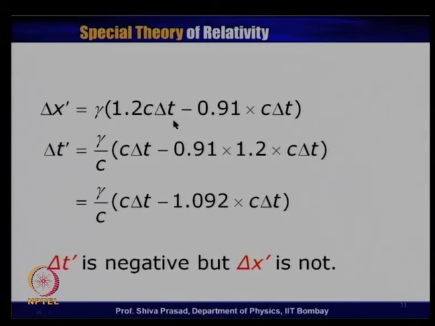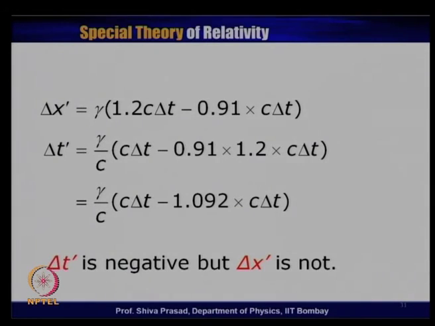This of course is positive. If you look at delta t prime, you have c delta t, you have 0.91 multiplied by 1.2 multiplied by c delta t. If you just multiply 1.2 by 0.91, you will get 1.092. This factor is larger than 1. So, if I take c delta t common outside the bracket, you will get 1 minus 1.092, which makes it negative. So, delta t prime will turn out to be negative. So, my conclusion is that in this particular case, delta t prime is negative, but delta x prime is not.